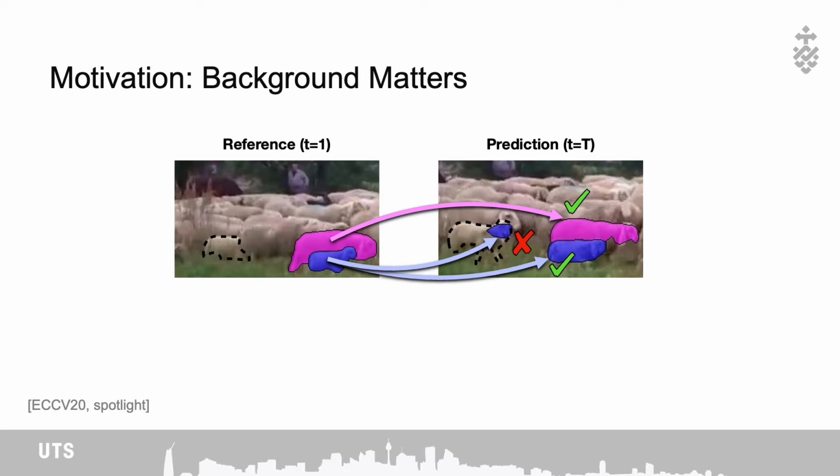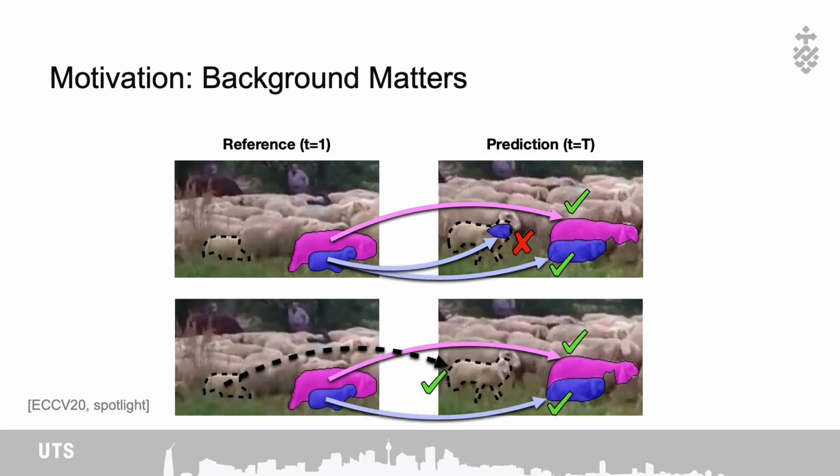Such an observation motivates us that the background should be treated equally compared with the foreground, so that better feature embedding can be learned to relieve the background confusion and promote the accuracy of VOS.